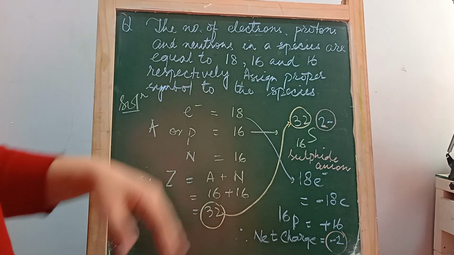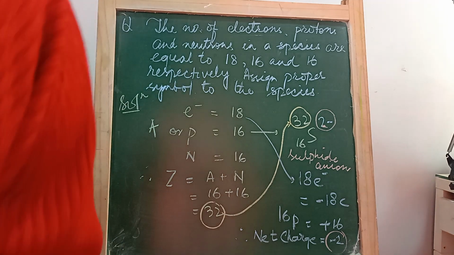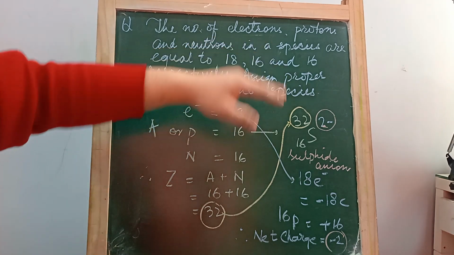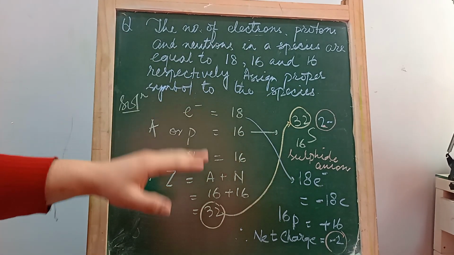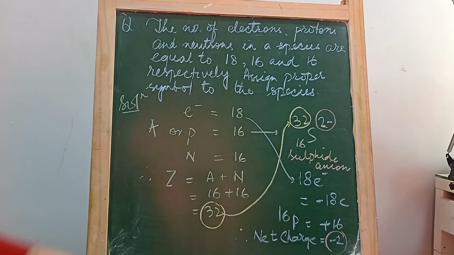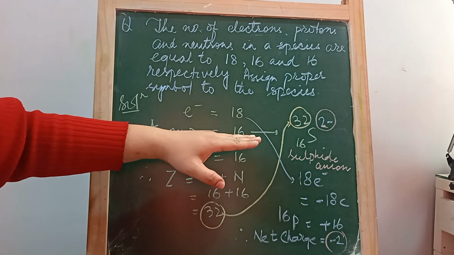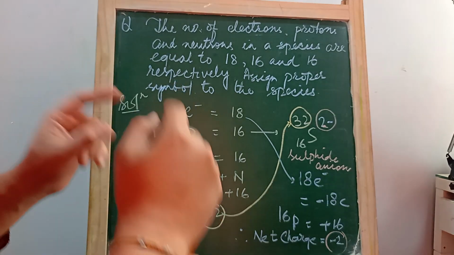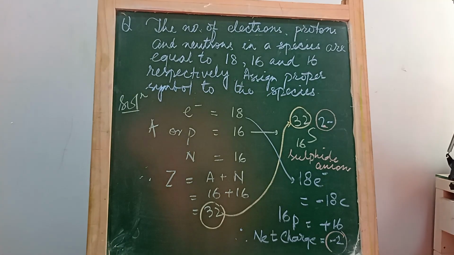Assign the proper symbol to the species. So the number of electrons in this species is 18, and the number of protons is 16. When they say the number of protons is 16, that means in the nucleus of the atom there are 16 protons. The number of protons determines which element it will be.